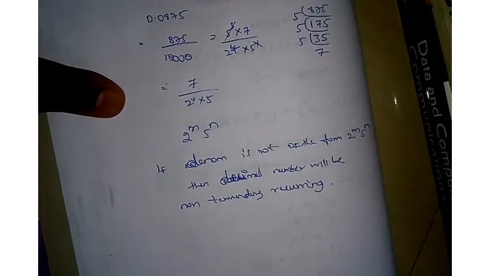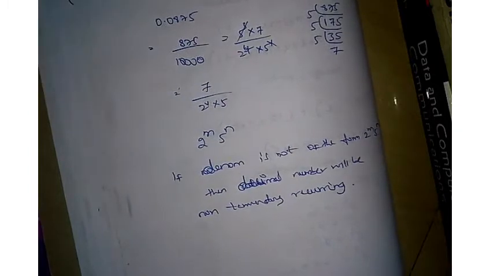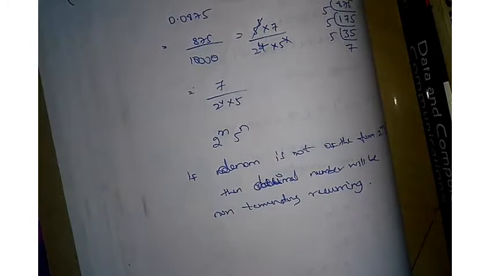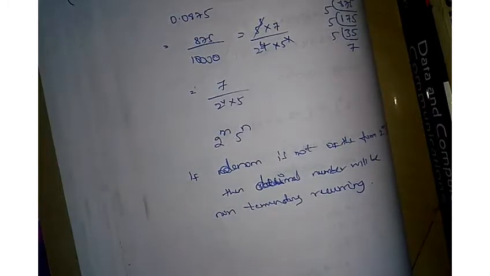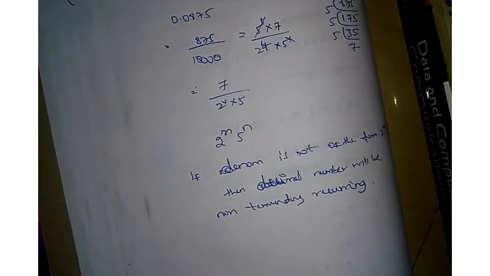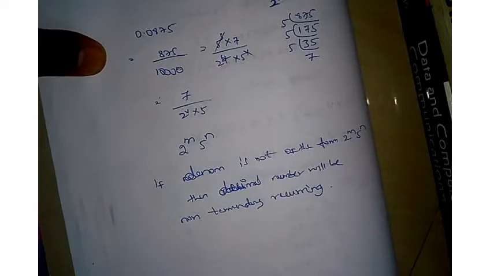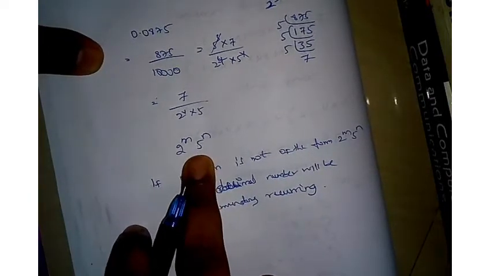Let's see the theorem. First, theorem 1. Let x be a rational number whose decimal expansion terminates. Then x can be expressed in the form p by q, where p, q are co-prime and the prime factorization of q is of the form 2 power n into 5 power m, where n and m are non-negative integers. So if the denominator can be expressed in the form 2 power m into 5 power n, then the rational number will be a terminating decimal number.